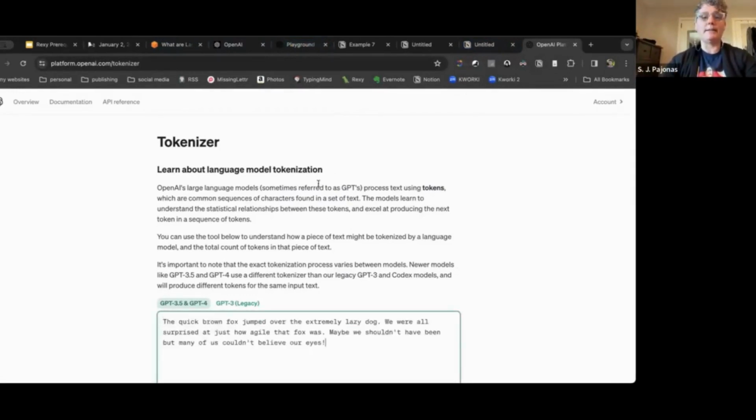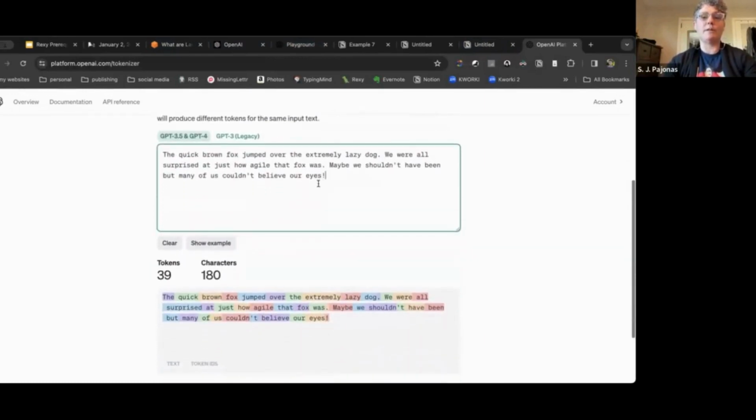Let me paste in the text. The quick brown fox jumped over the extremely lazy dog. We were all surprised just how agile a fox was. Maybe we shouldn't have been, but many of us couldn't believe our eyes. So as you can see here, each one of these words in this first sentence is a token. The colors are showing you where a token begins and ends, right?